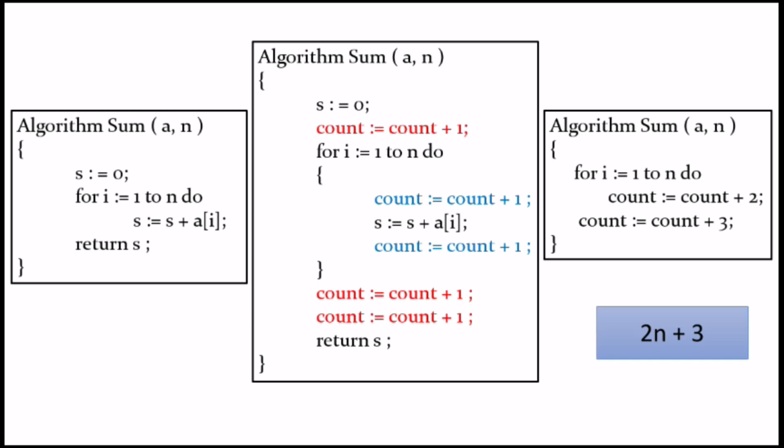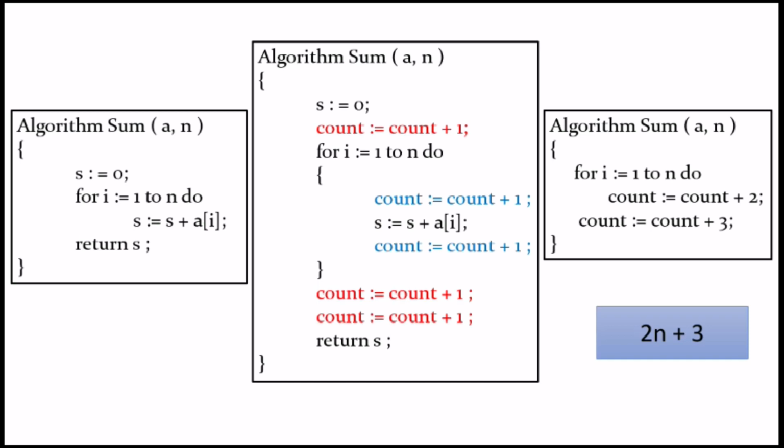So in the for loop we are adding 2 into the count how many times? N times. So that's why 2n plus 3. So next, the remaining 3 statements, we are adding into the count. So how many times? 3 times. So 2n plus 3 will be the time complexity for this algorithm.